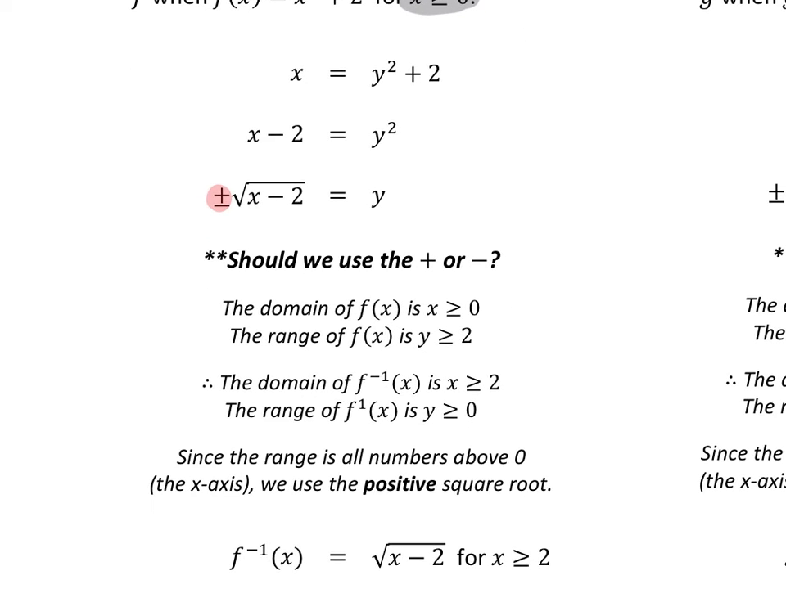Great question. Here's what we think to ourselves. The domain of f of x is x greater than or equal to 0. They told us that. We crossed off the left side, we only have the right side. The range of f of x is y greater than or equal to 2. Where did I get that number from?